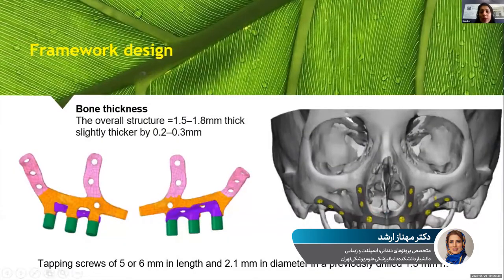The overall structure of the subperiosteal implants must be 1.5 up to 1.8 millimeters thick, and not more than that, because if it's so thick, we see more dehiscence. So it's important that we make the subperiosteal implant in a very thin shape.